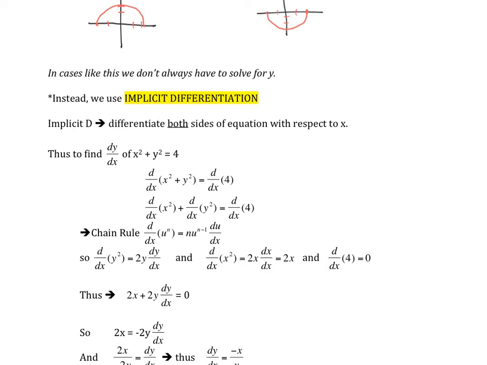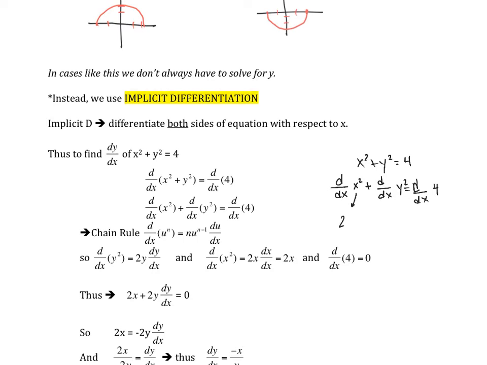Let me recap that again. I had this equation, x squared plus y squared equals 4. I took the derivative with respect to x of x squared, the derivative with respect to x of y squared, equals the derivative with respect to x of the 4. You're always taking the derivative with respect to x.